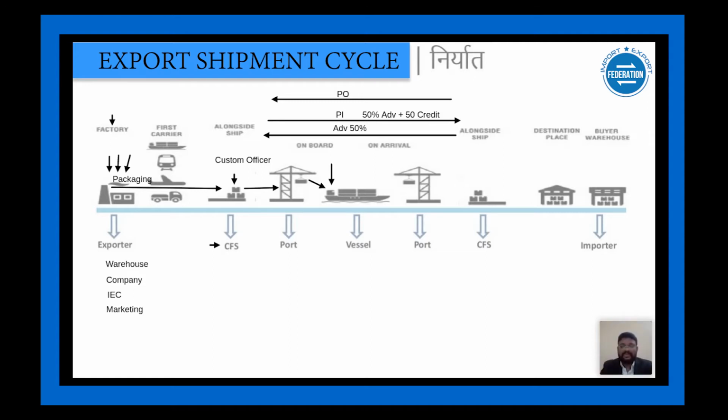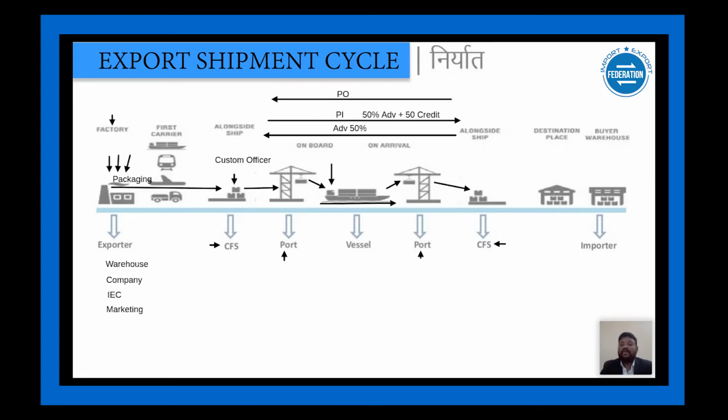And then this vessel sails from our port towards another country's port. Then this container is unloaded by the port authority and kept in their CFS, Container Freight Station. So this is the port in our country and this is the port in the destination country. Our country's port is called the loading port and this is called the destination port. That is how the container moves.